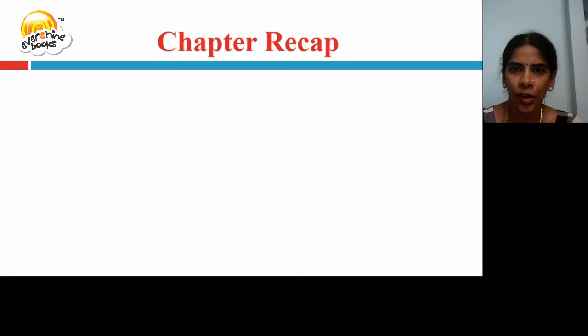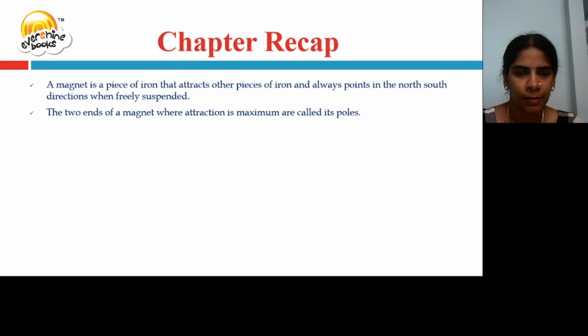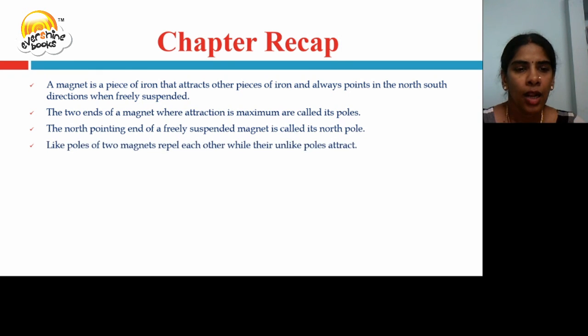Let us have a chapter recap. A magnet is a piece of iron that attracts other pieces of iron and always points in the north-south direction when freely suspended. The two ends of a magnet where attraction is maximum are called its poles. The north pointing end of a freely suspended magnet is called its north pole. Like poles of two magnets repel each other while their unlike poles attract.